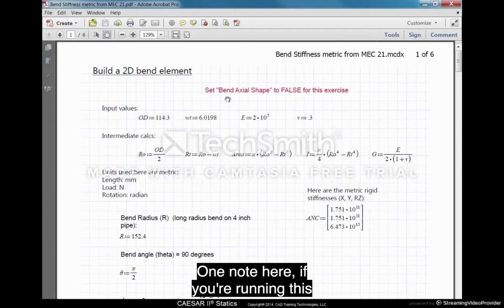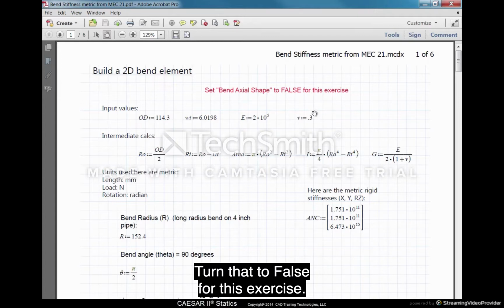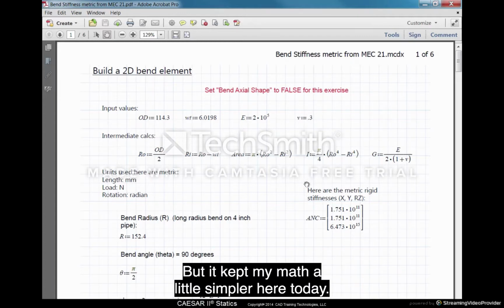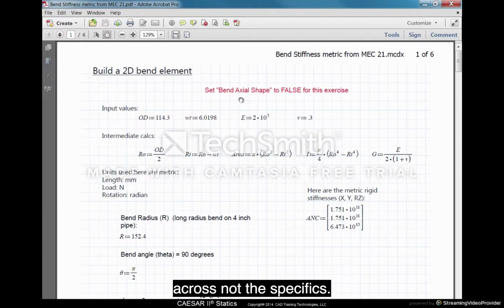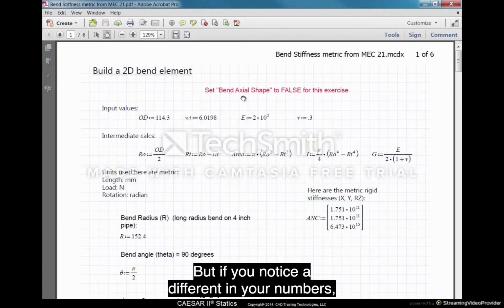One note here, if you're running this in Caesar 2 along with me, there's a configuration switch called bend axial shape factor. Turn that to false for this exercise. I don't recommend you turn it off for running Caesar 2, but it kept my math a little simpler here today, and we're trying to get the concept across, not the specifics. It's a minor change in the numbers, but if you notice a difference in your numbers, it might be because of this flag in the program.